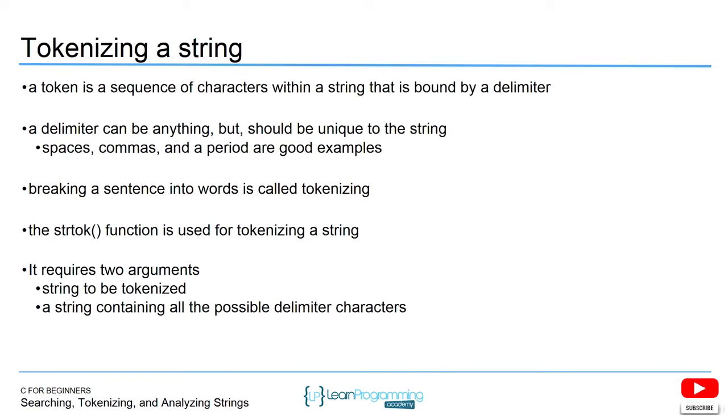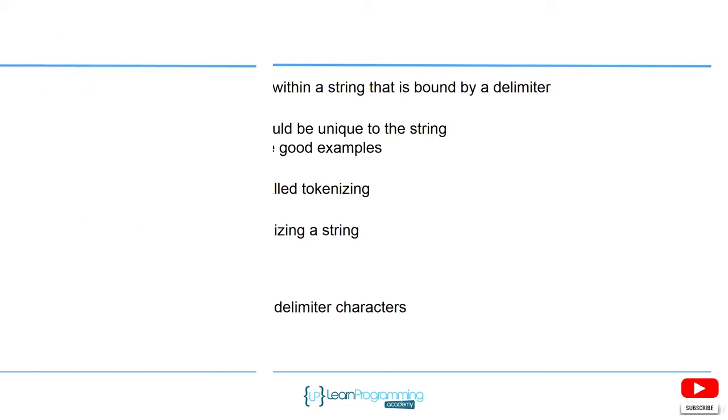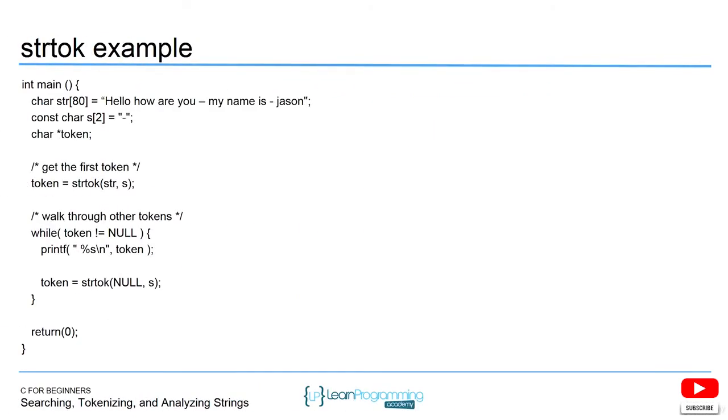It requires 2 arguments. The string to be tokenized, which is the entire string that has the spaces and the delimiters. And then the string containing all the delimiter characters. You can specify what you want to set as the boundary. So here's an example. We're creating a character array of size 80. It says, "Hello, how are you? You are - my name is - Jason."